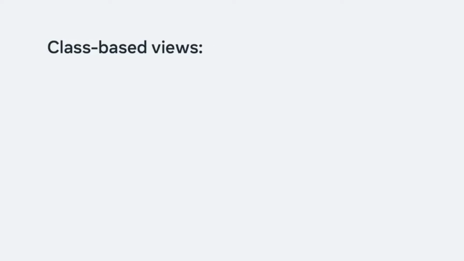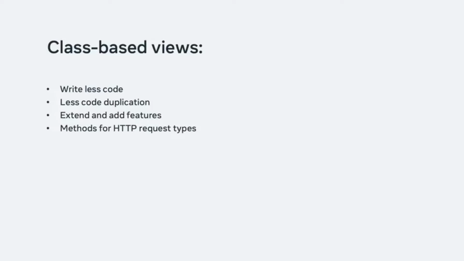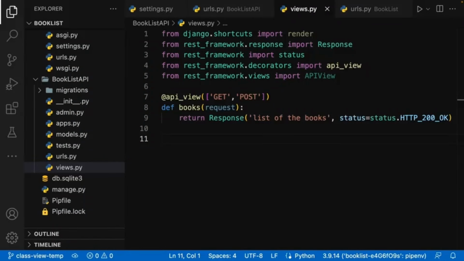With class-based views, you don't need to write as much code, there's less code duplication, and you can extend the classes and add features at any time. Plus, you can write specific methods for each type of HTTP request. Let's get started so you can observe class-based views in action. Open the views.py file from the same booklist project you worked on before.